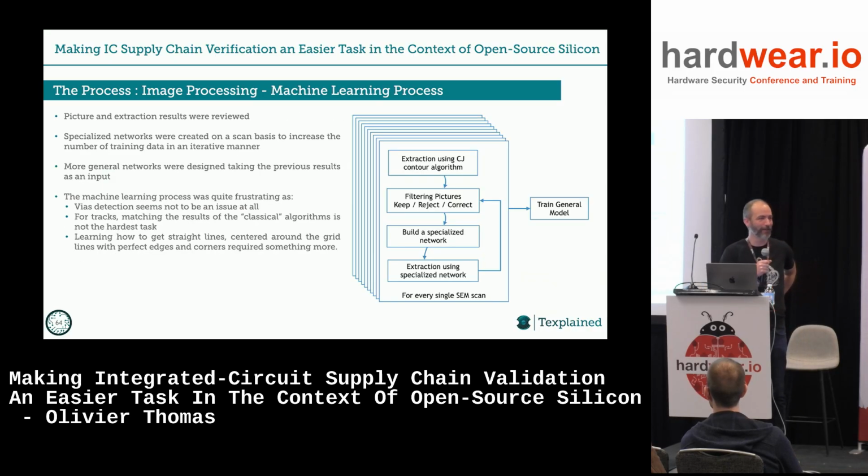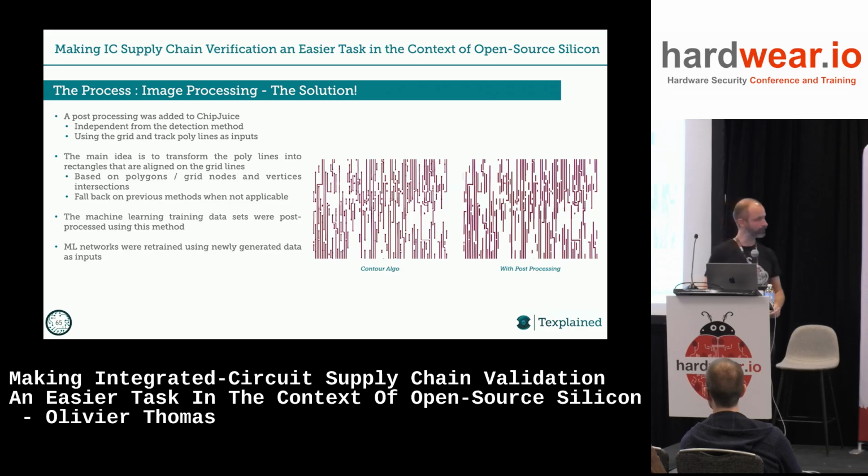For via detection, using a neural network, that's super nice. It works all the time, but maybe you don't need it. For the track detection, where it's a bit harder, it's very easy to match the result of the shitty algorithm that was used before. Shitty is a big word. I don't like it, but you know what I mean. The not so nice algorithm. But to teach the network to have lines that would be centered on the grid, that would have the right shape and everything, is a different story.